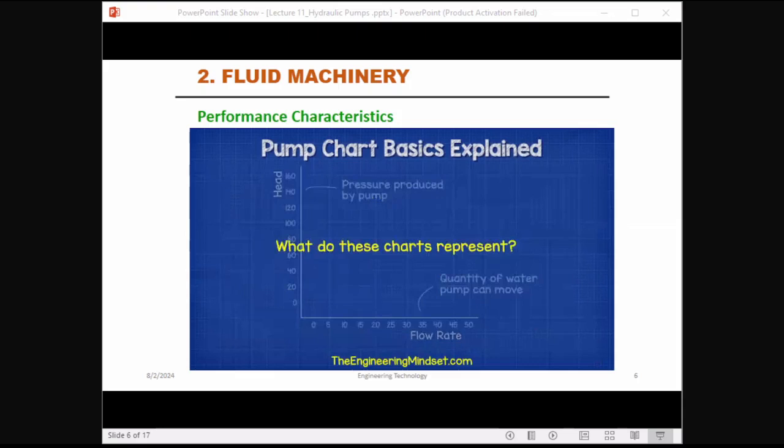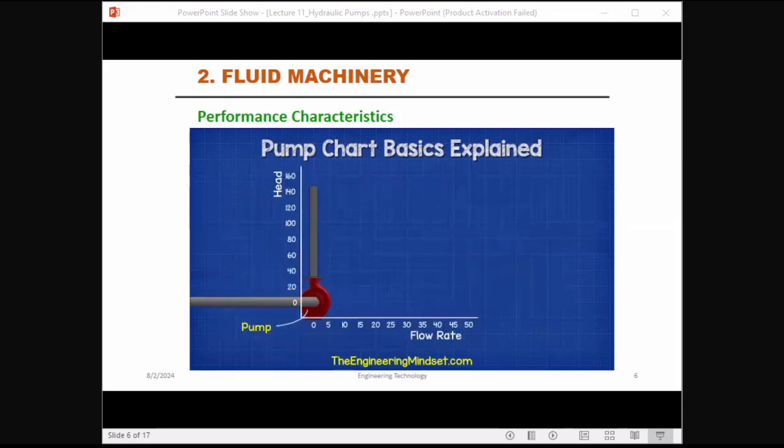So what do these charts represent? If we turn the pump sideways and connect it to a pipe, the pump is pushing the liquid horizontally, so there is no pressure, but the water is flowing at its maximum flow rate. As we slowly rotate the pump towards the vertical position, we see the flow rate decreases but the pressure increases. That's because it's now pushing against the water and the friction.